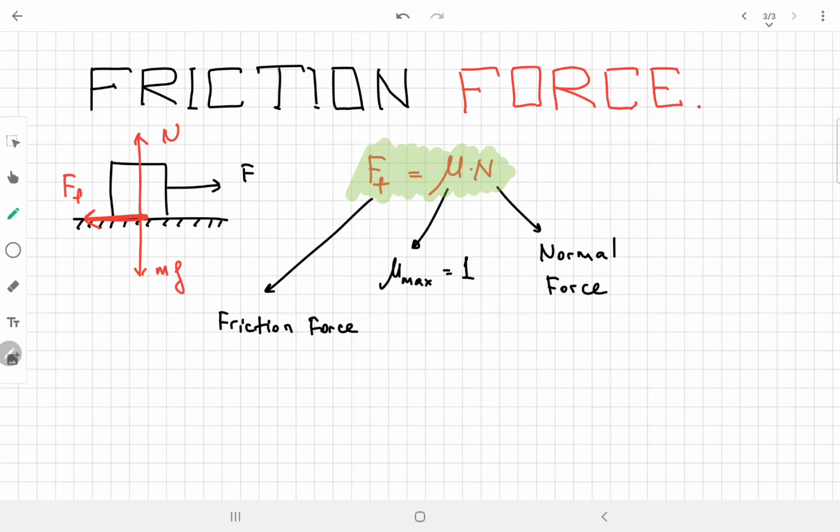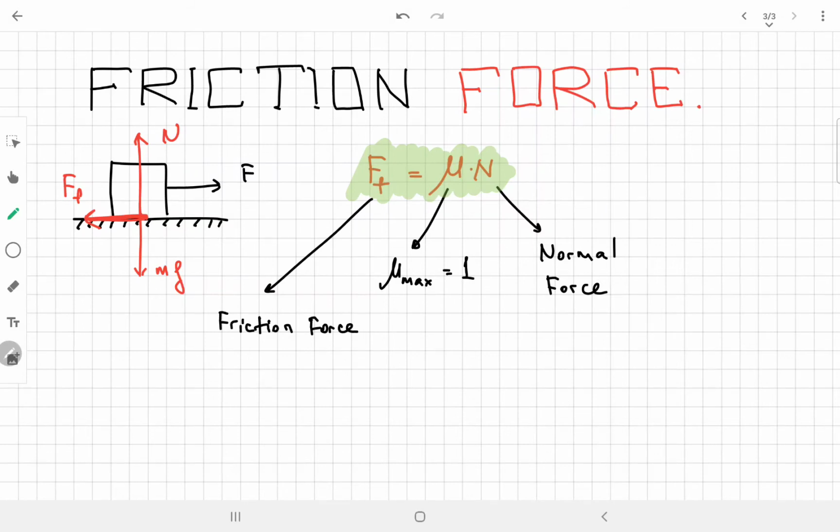Again, I will repeat, this is a maximum value. And this maximum value for friction force will be reached when the object starts its motion. When you have a motion, when the object slides on something, on a table, on a surface, then you can use this value. If there is no motion, it means friction force did not reach its maximum value.